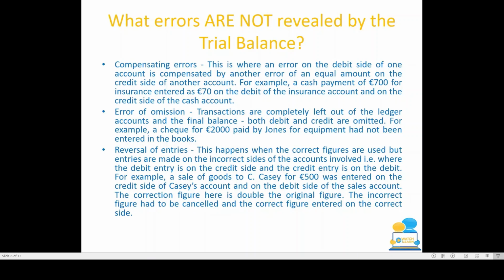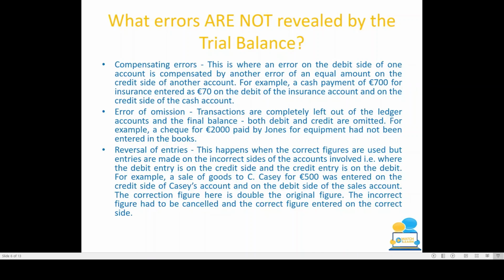You won't pick up in the trial balance, but again, it's an error. Error of omission. Transactions are completely left out of the ledger accounts and the final balance. Both debit and credit are omitted, so they're just completely left out. So if your trial balance balances, it'll still balance. You just haven't posted this journal at all, so it's obviously a mistake that was left out.